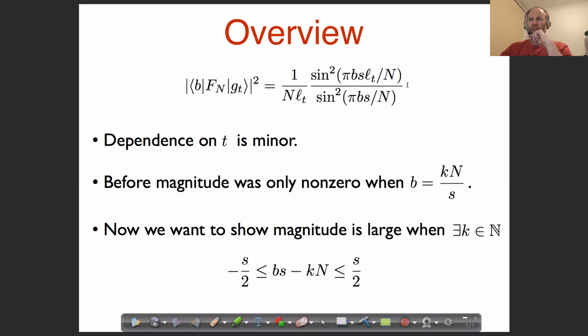So we basically just need to bound this term here when b times s is close to k times n.